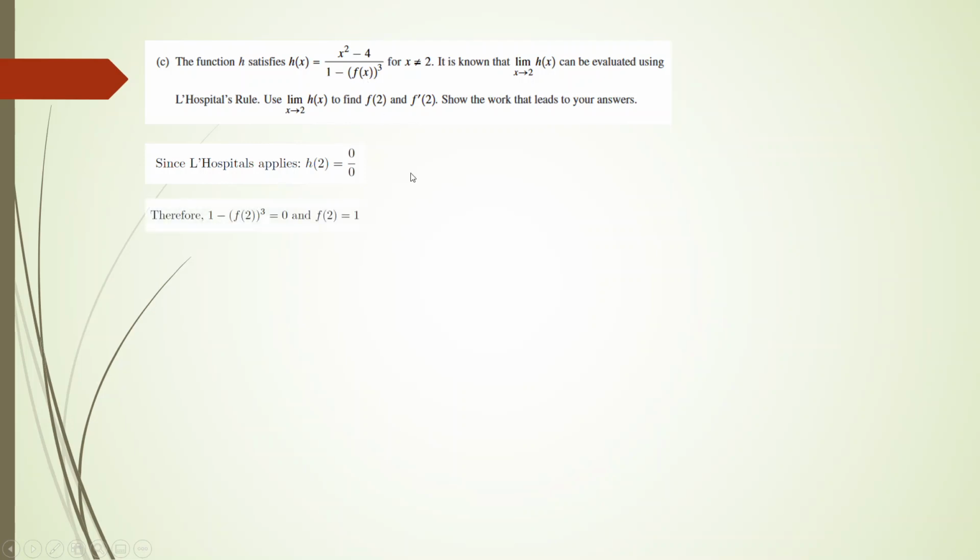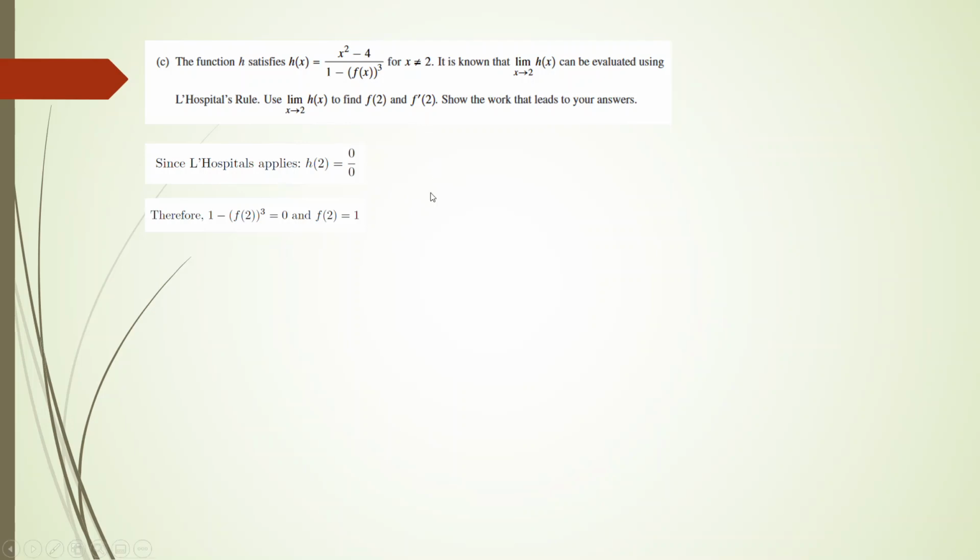And that's what this next step is showing. Therefore, 1 minus f of 2 cubed should equal 0. Looking at that, I know that 1 minus 1 equals 0, which means that this expression here, this f of 2 cubed, has to equal 1, excuse me. And the only way that's going to happen is if f of 2 itself equals 1. That would give you 1 minus 1 equals 0. So we've answered half the question already. They wanted us to find f of 2. f of 2 has to be 1 in order to get the 0 over 0 indeterminate form. And so we've got half of our question done.